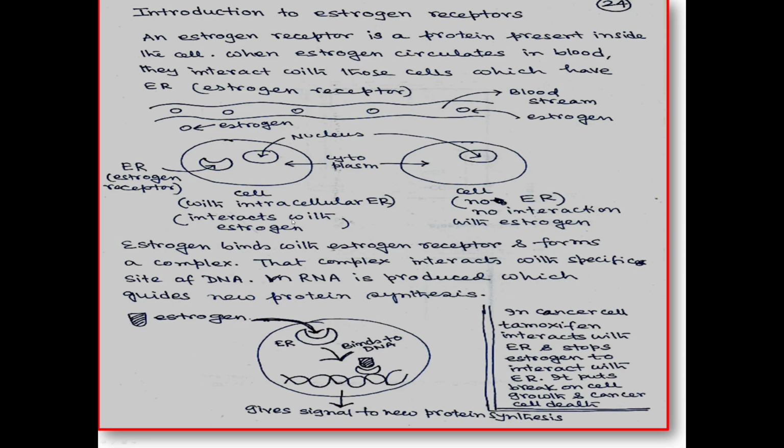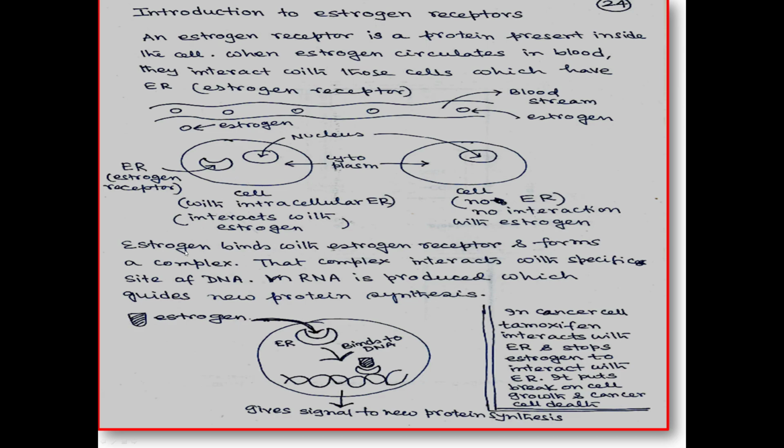Now this is the cell with the intracellular estrogen receptor. It is present inside the cell and it can interact with estrogen. Now in this cell, you see the same picture is there, but here the estrogen receptor is not there. So this type of cell cannot interact with the estrogen. So all the cells will not have the estrogen receptor. The cells which have the estrogen receptors can interact with the estrogen, number one, and number two, it is not in the cell membrane, it is present inside the cell.